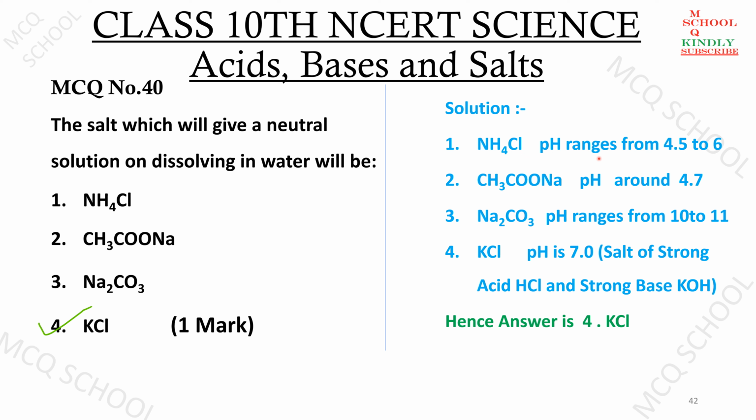Ammonium chloride pH is around 4.5 to 6. Second option, acetic acid pH is around 4.7. Sodium carbonate pH is around 10 to 11. Potassium chloride pH is around 7, because it is a salt of a strong acid, that is hydrochloric acid, and a strong base, that is potassium hydroxide. Hence the answer is 4, potassium chloride.